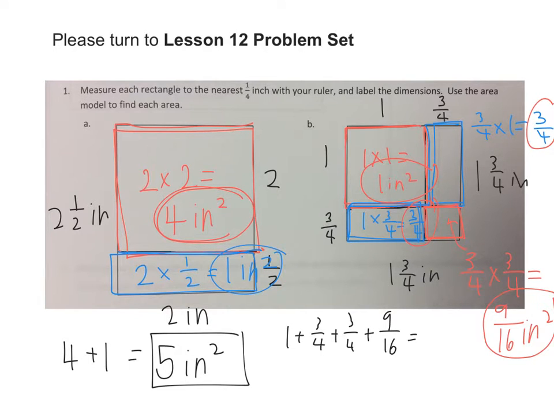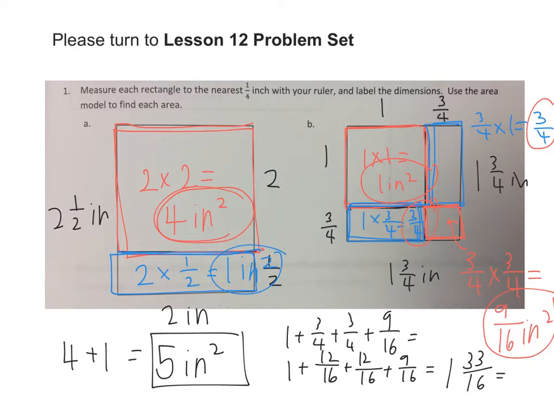16ths. Okay, so we have 1. Now 3/4 is the same as how many 16ths? 12/16. Okay, so we have plus 12/16 plus 12/16 plus 9/16. What is the answer there? If I have 12/16 and I add another 12/16, how many 16ths do I have? 24/16. If I add 9 more 16ths, how many 16ths do I have? 33/16. So here I have 1 and 33/16.